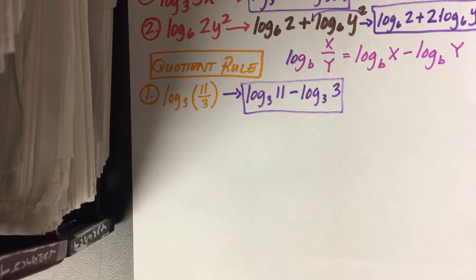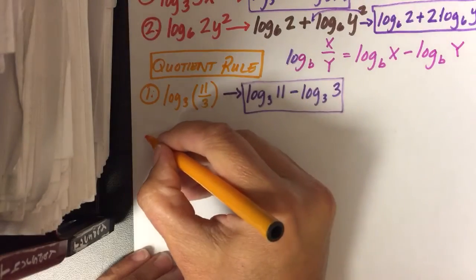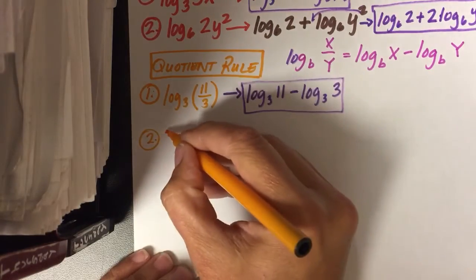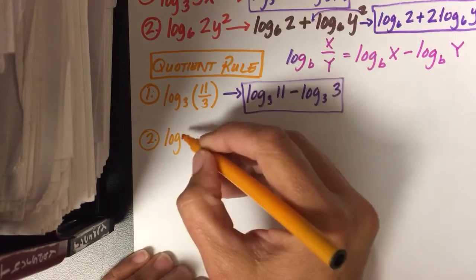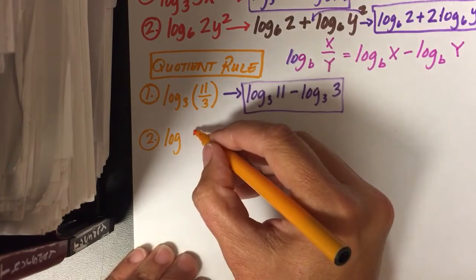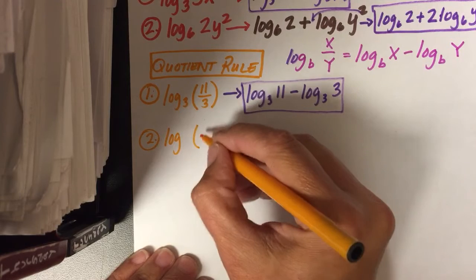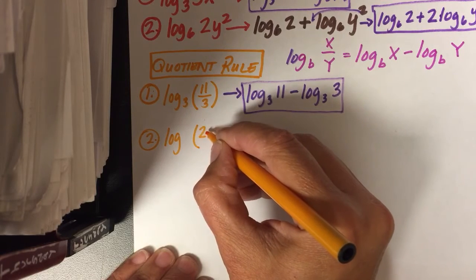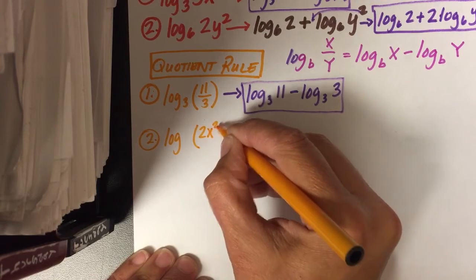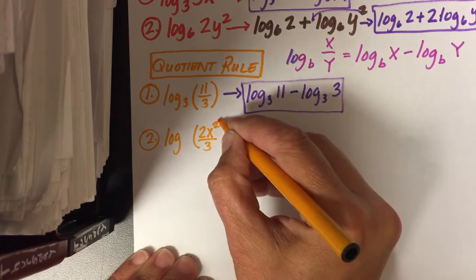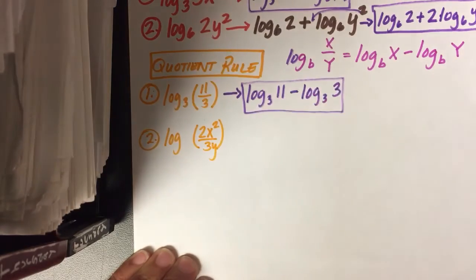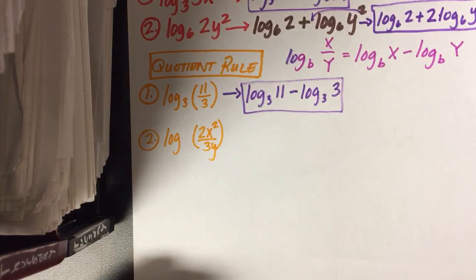So let's do another example. Let's do a second example. Let's do log, let's just do regular log. We'll do log of 2x squared over 3y. Let's make it interesting.